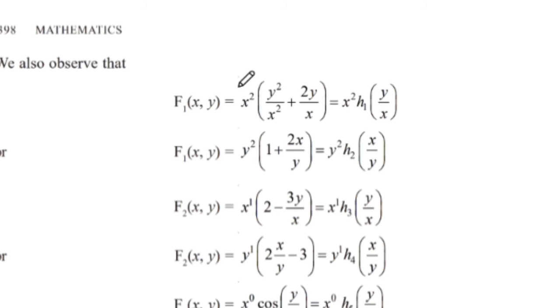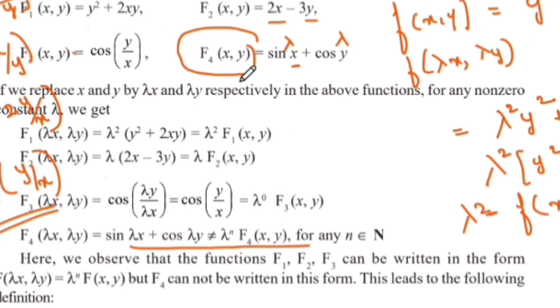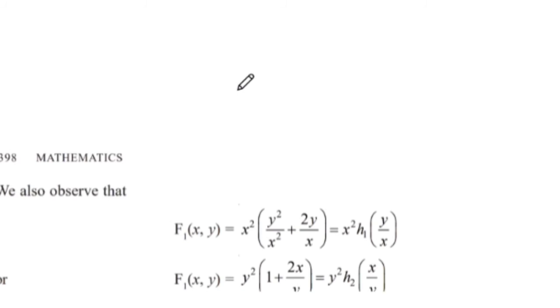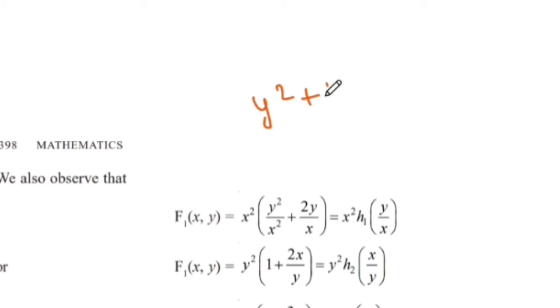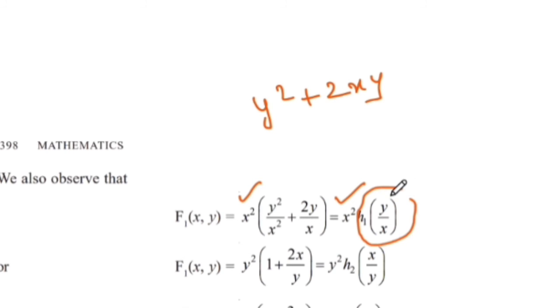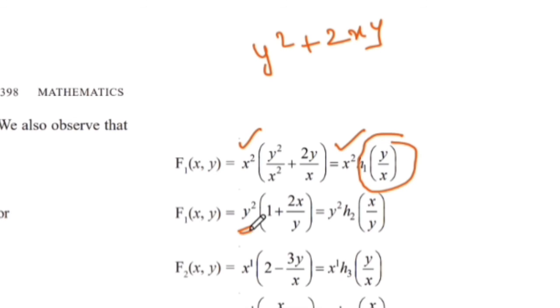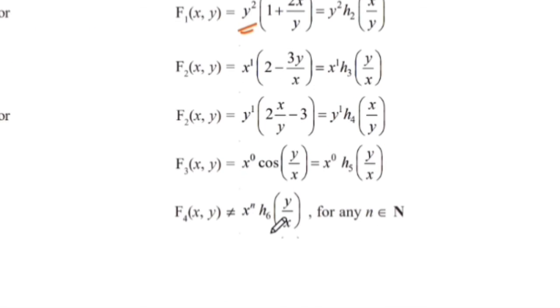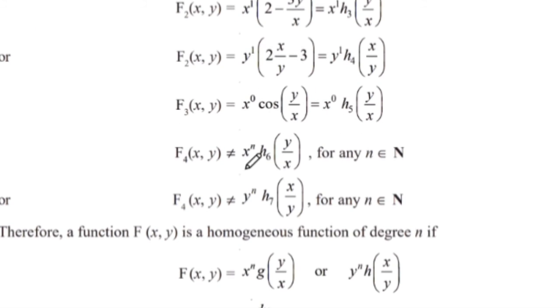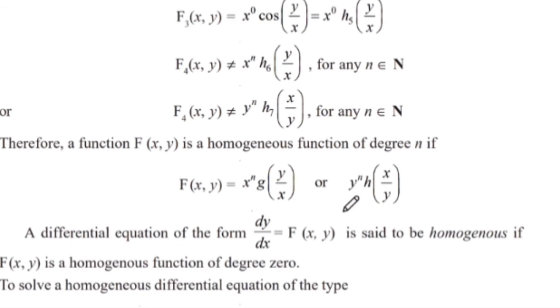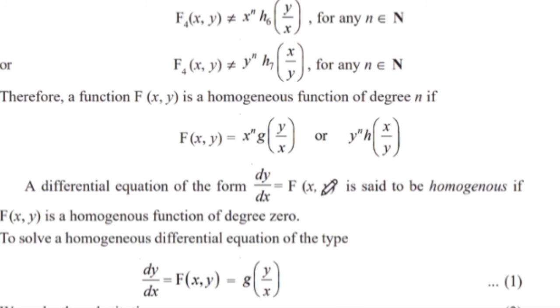See, the same question they have taken here, x square, y square plus 2xy. The function is y square plus 2xy. They divided by x square. So if it is x square, you will get a function in y by x. If you divide by y square, you will get a function in x by y. Similarly, they have done for all the sums. But if it is not homogeneous, we cannot write like that. We are not able to write like y by x or x by y. Okay, so this is about the homogeneous function.